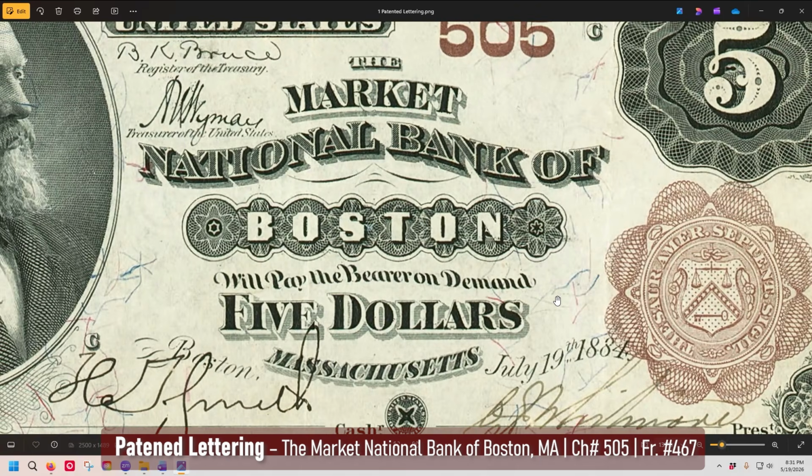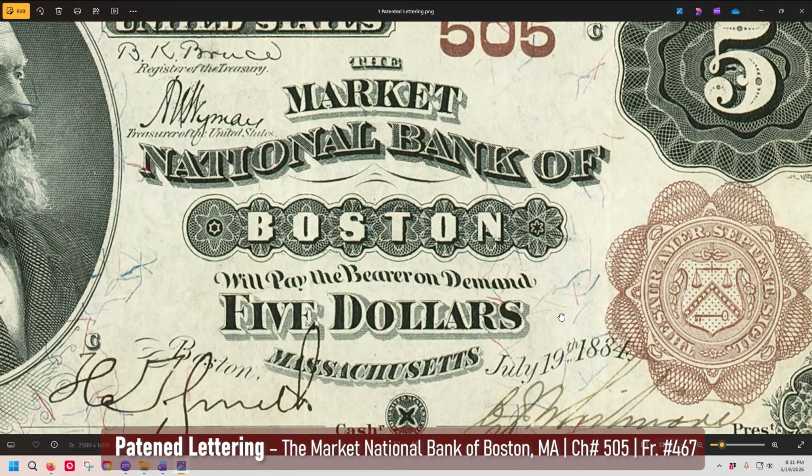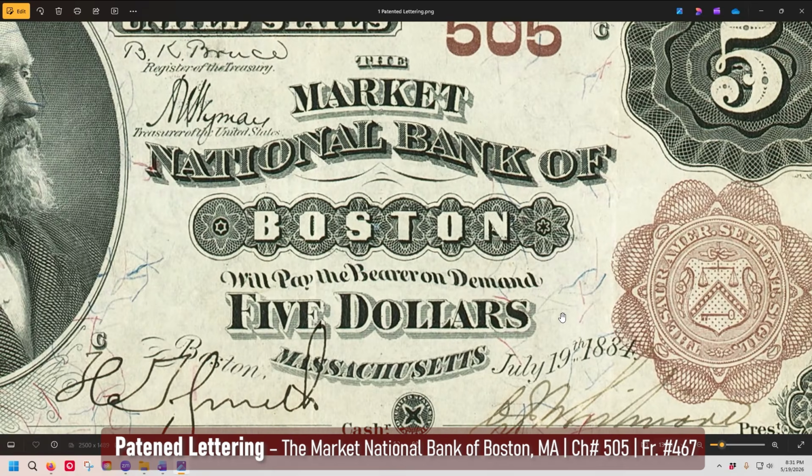Now, this type was out for quite a while. And of any of the notes, this is the most varied. These will look very different from one another. The styles are very different, but you have to focus on the will pay the bearer on demand line. That's how you tell them apart. So, as far as what you say, it all comes down to this for the patented lettering. Yes. This can be very different.